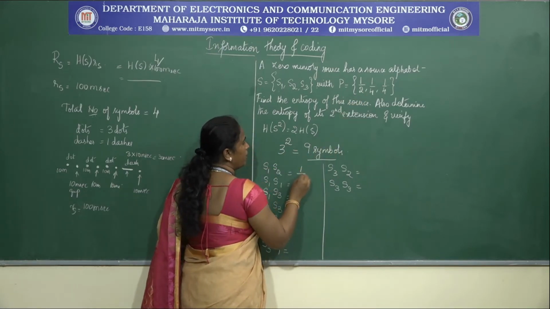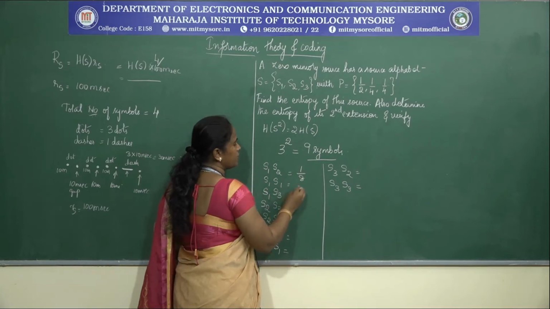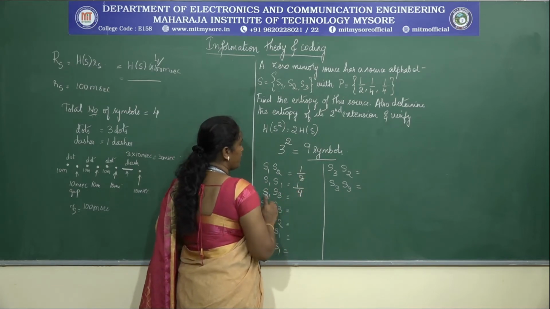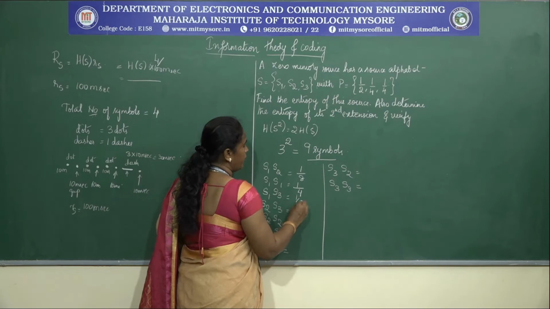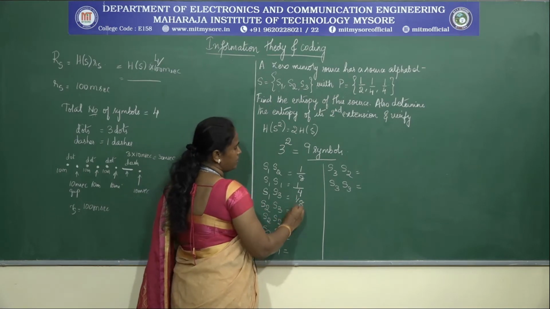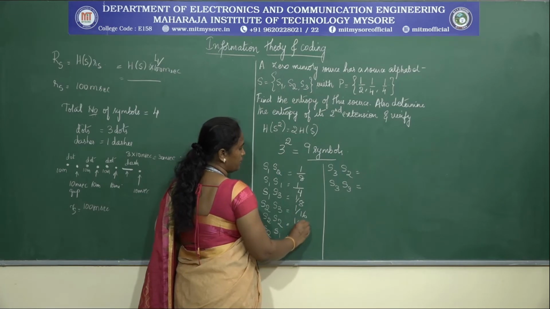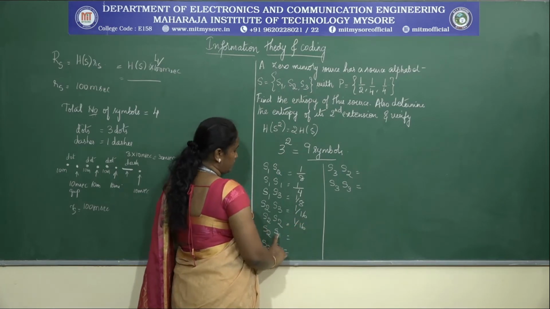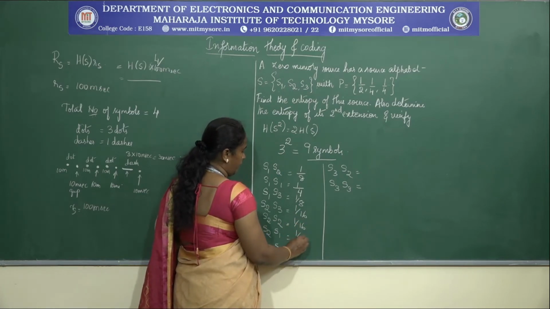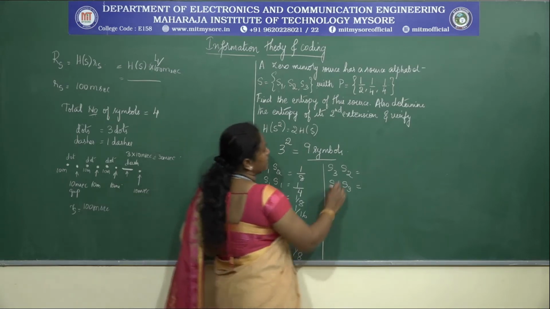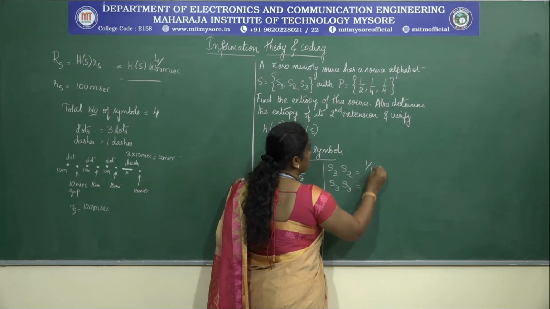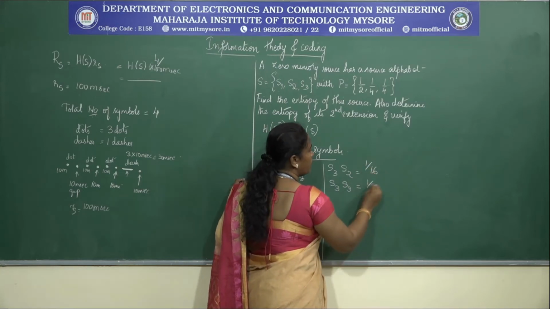So it is 1 by 8. Similarly S1 and S1 is 1 by 4. S1 and S3 is 1 by 8. S2 and S3 is 1 by 16. S2 and S2 again it is 1 by 16. S2 as well as S1 it is 1 by 8. S3 and S1 it is 1 by 8. S3 and S2 it is 1 by 16. S3 and S3 it is 1 by 16.